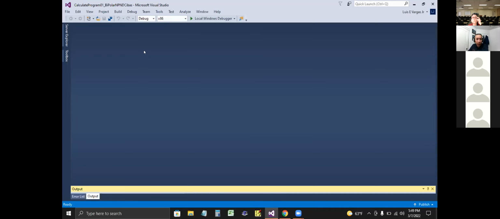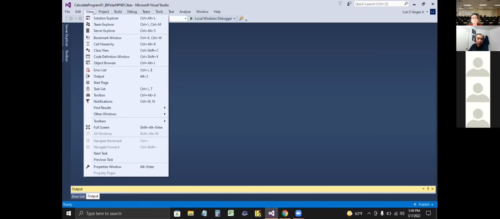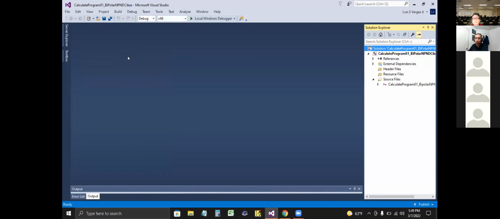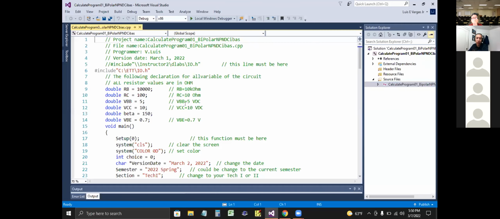Okay, so it doesn't show. Go ahead and click on View. You want to choose Solution Explorer. Okay, right there. And you come over here on the right side, you want to go to the bottom there, the Calculation Program 01 on the very bottom, double click on it. Okay, that's your software.